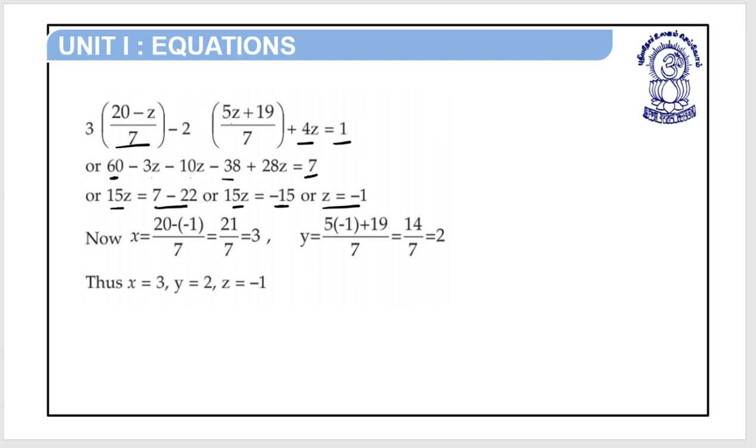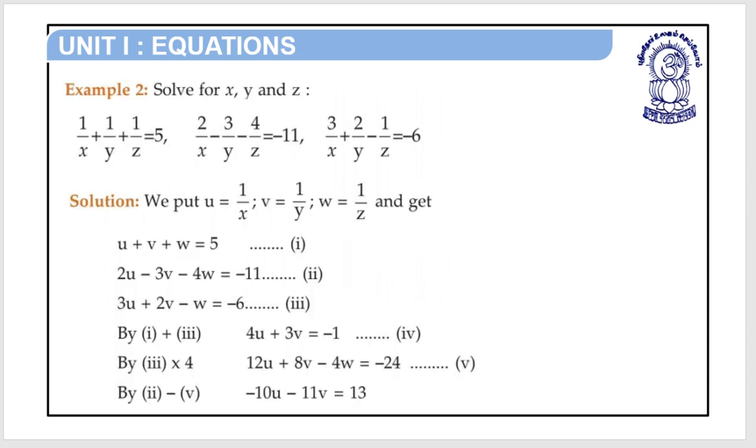Put the value of z into x and y. So 20 minus z by 7. Here z is minus 1. So 21 by 7, 7 3s are 21. Same way, put the value of z into the y equation. So y is equal to 5z plus 19. Instead of z, put minus 1. Minus 5 plus 19, 19 minus 5, 14, by 7, 7 2s are 14. So y is equal to 2. So here we will get x is equal to 3, y is equal to 2, and z is equal to minus 1.